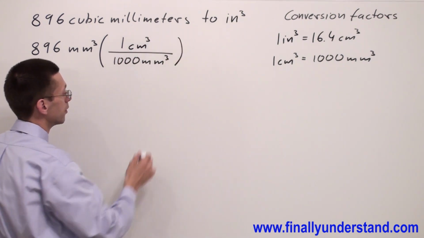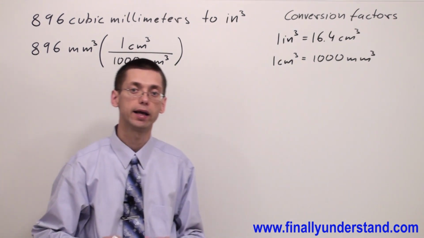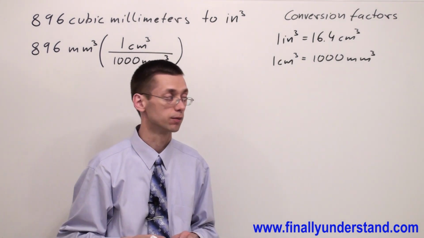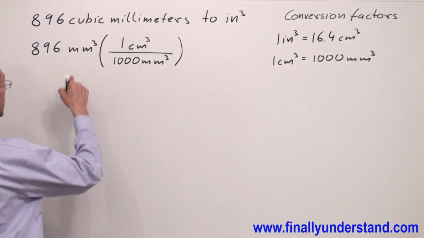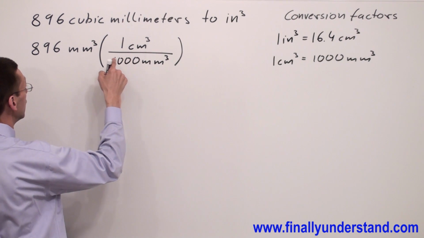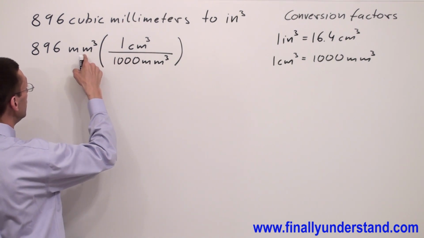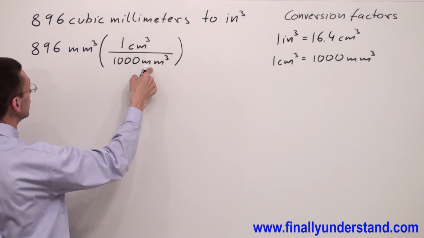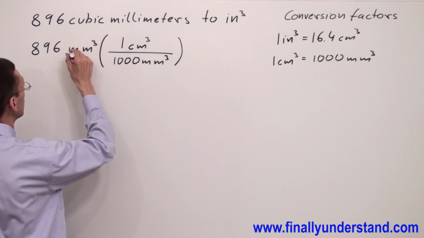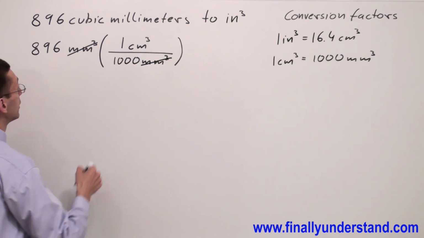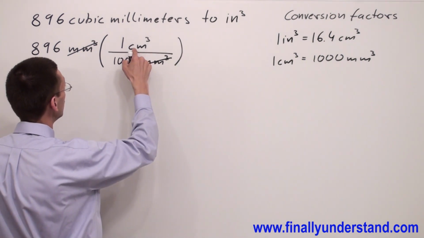Again, someone is going to ask, why did you put millimeters in the denominator? Why? Because I want to eliminate these cubic millimeters. So in order to eliminate them, I have to make sure that I'm going to have cubic millimeters in the denominator of this fraction. Take a look what will happen. This and this will cancel out.